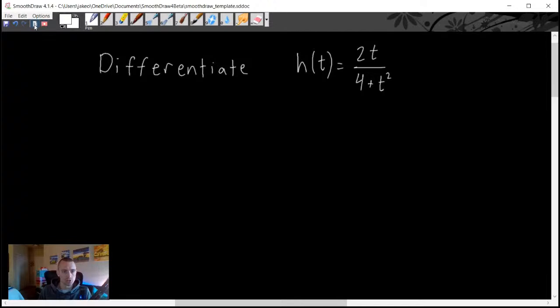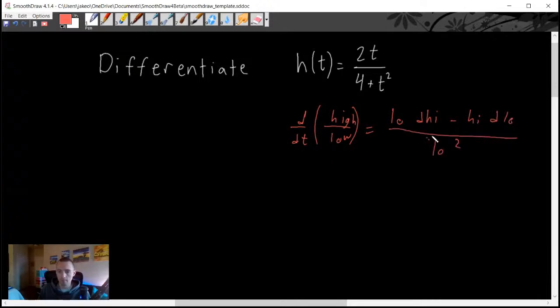I will go ahead and just jot down the formula, or at least the kind of shortcut formula that I like to use. So remember how you can remember it: the derivative with respect to t of the high part of our fraction over the low part of our fraction. Obviously, I've shortened it to 2 letters, but think of it like high and low, is low d high minus high d low all over low squared. Okay? Low d high minus high d low all over low squared.